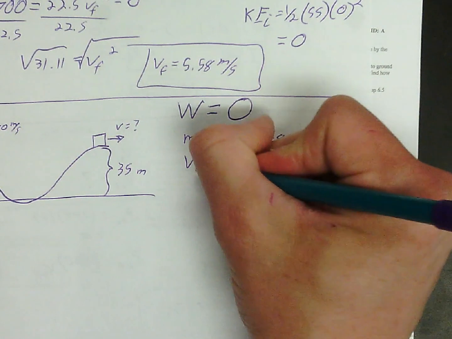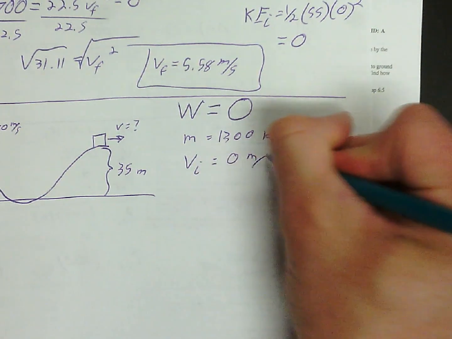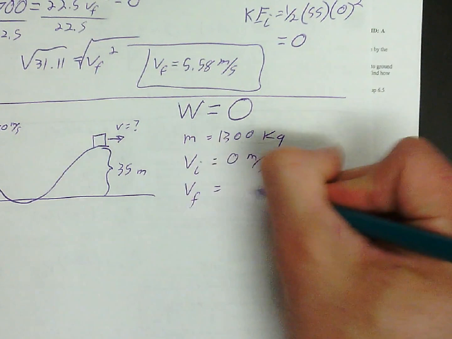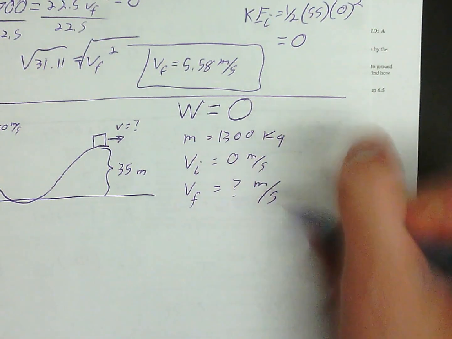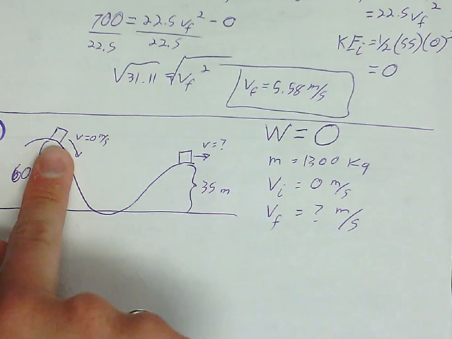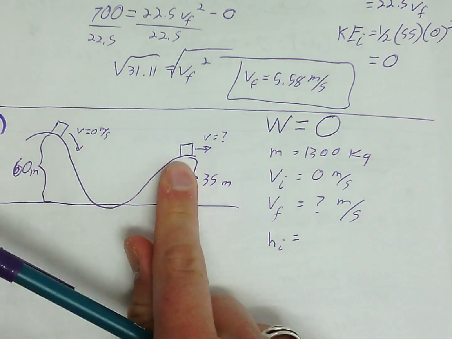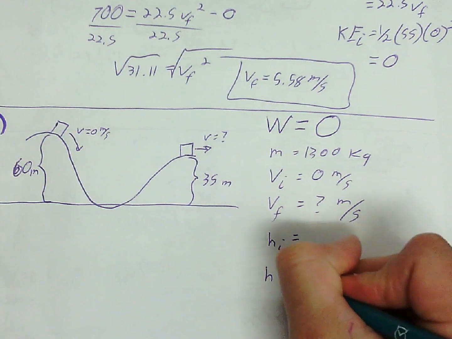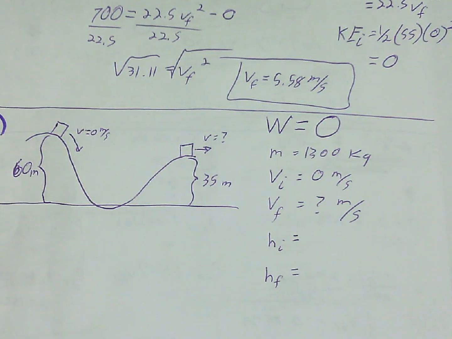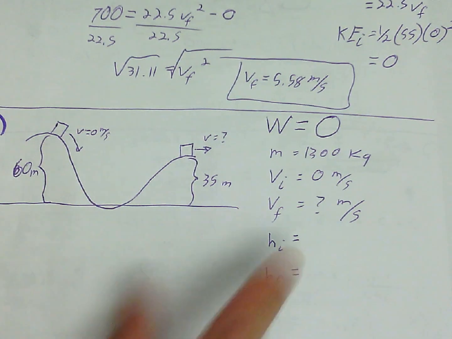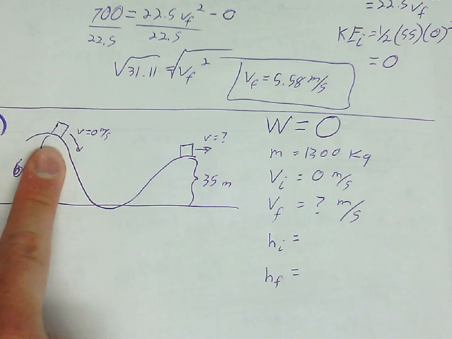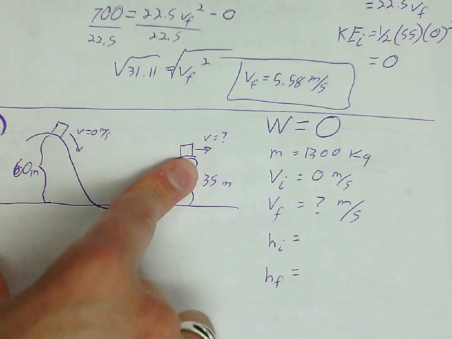We know it starts from rest. We know it ends up at some speed that we want to solve. Then we get to the heights. There's going to be two heights. There's going to be a height initial, where I am at the top. And there's going to be a height final, where I am at the second hill. Now, you can absolutely use 60 and 35. 60 would be the starting point, 35 would be the ending point. Totally fine. That is what I'm going to plug in.